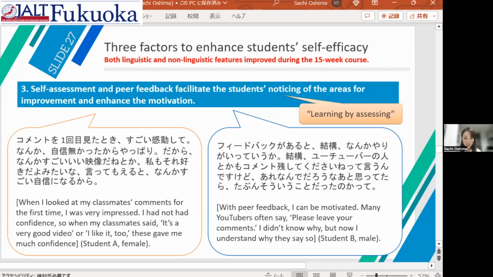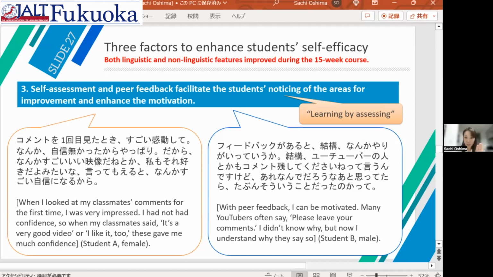And the third one: self-assessment, peer assessment, and feedback facilitate students' noticing of areas for improvement and enhance motivation. So I put the original Japanese comments and my English translation. I will just mention the English translation.